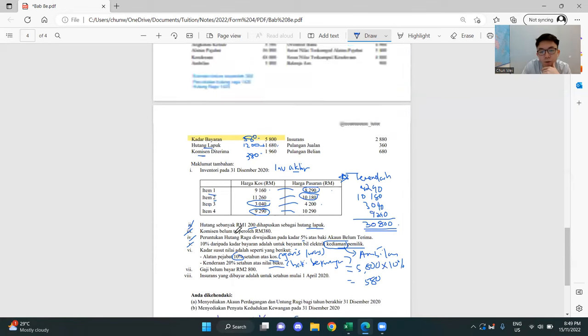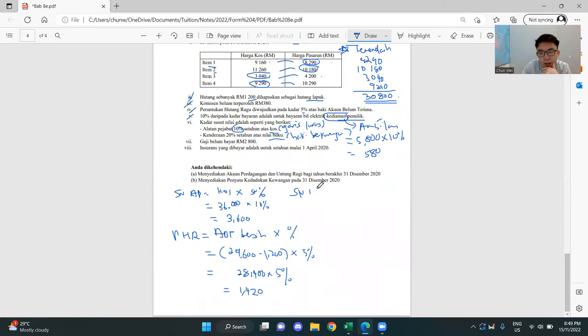Okay, your susut nilai for your kenderaan. So I put SN, ken. Alright, but then this, you're using baki berkurangan punya formula. Punya kaedah, because when you see nilai buku, this is the keyword for baki berkurangan. When you see the cost, this is the keyword for your garis lurus. So you have to know the keyword. So for your nilai buku, we are using the formula cost minus your susut nilai terkumpul SNT, then times the susut nilai percentage.